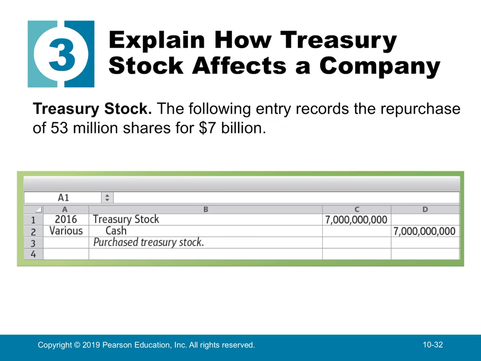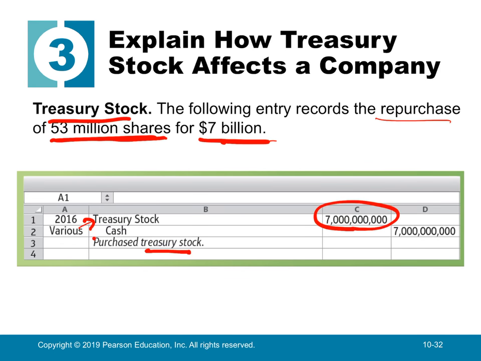So let's go through an example here of treasury stock. This is an entry when we buy 53 million shares for $7 billion. So we go out into the marketplace and we buy 53 million shares for $7 billion of our own stock. So treasury stock is our own stock. We're going to debit treasury stock, $7 billion. We're going to credit cash because that's how we paid for it, $7 billion. Not all that difficult, right? This is at cost. Right, we ignore par value.